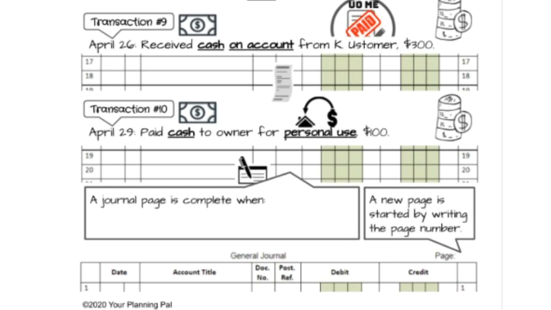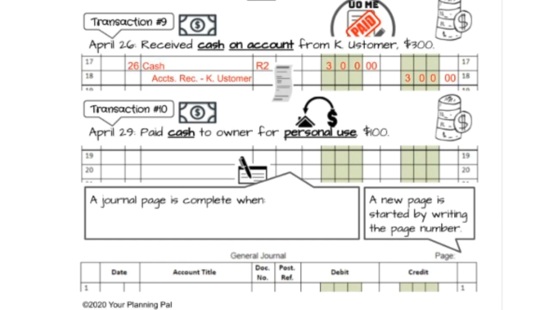Transaction number 9 happened on April 26th. We received cash on account from customer, $300. And so we're receiving cash. That means cash is going to go up. That means cash is debited. So we've got the 26th, cash. Our amount is $300. And then our credited account is the accounts receivable customer. So also an asset. It is decreasing because their bill is going down when they pay on it. So it's a decrease or a credit of $300. And the source document is a receipt, so it's R2.